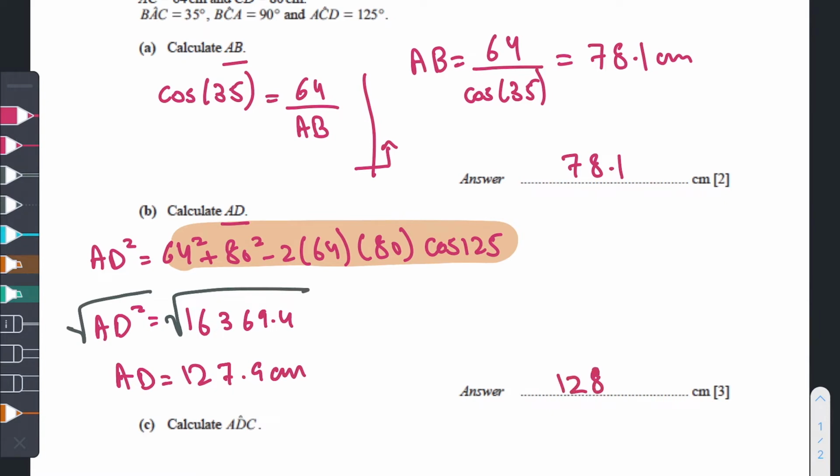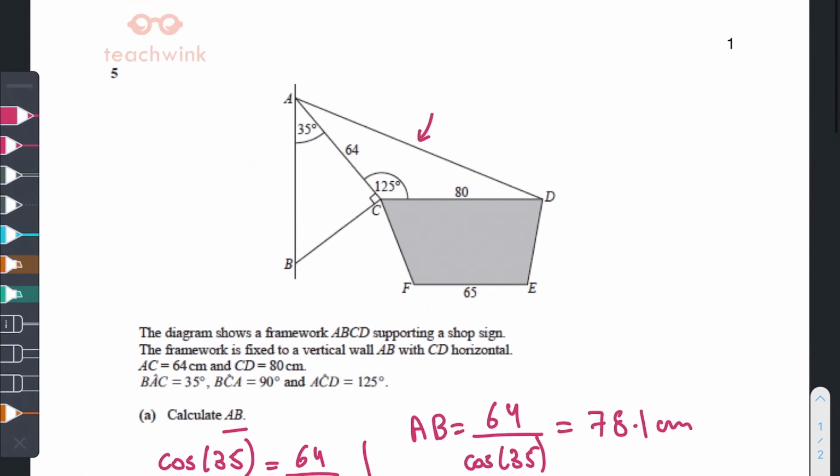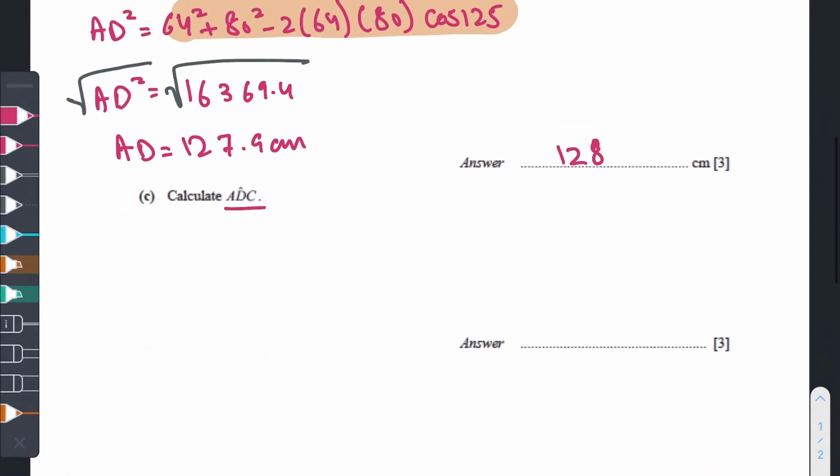Okay. The next part says calculate ADC. Angle ADC is this little angle that we have over here. How do we find this angle? Now since this angle and this length is given to us, and then maybe this angle and this length is also now given to us, we can use the sine rule. So how do we use the sine rule? It's very simple. You do sine 125 degrees over the length of AD found in the previous part, which was 127.9. I'm going to use the whole length instead of the rounded off numbers.